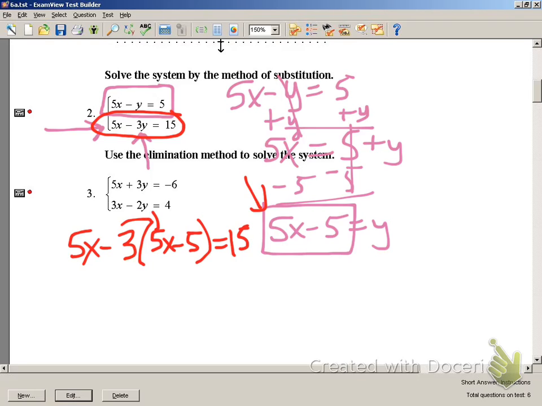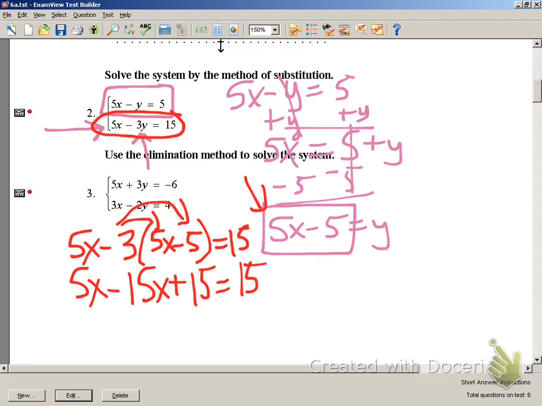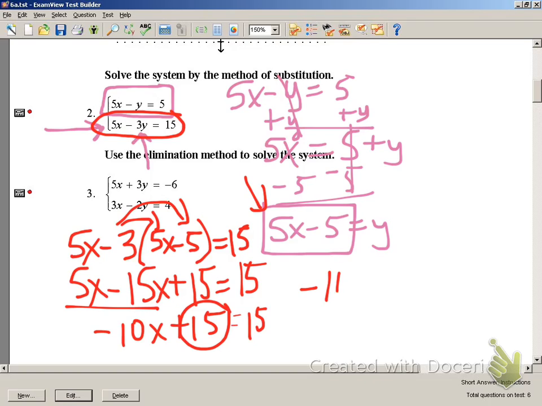I distribute. So it gives me 5x minus 15x plus 15 equals 15. Combine your like terms. Negative 10x plus 15 equals 15. Now if I take this 15 across, it changes signs. So it becomes a negative 15. So I have negative 10x equals 15 minus 15. But 15 minus 15 is 0.